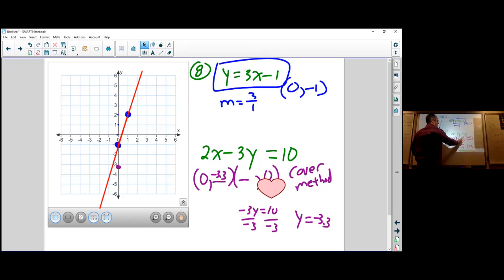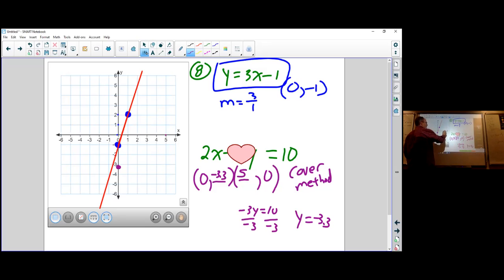So this is a y value here, so that means I'm going to cover up my y value. Then I get 2 times x equals 10. So that would have to be 5. Okay, this one would have to be 5. So then I get 5, comma 0. Oh boy. So let's see if we can make this remotely work.